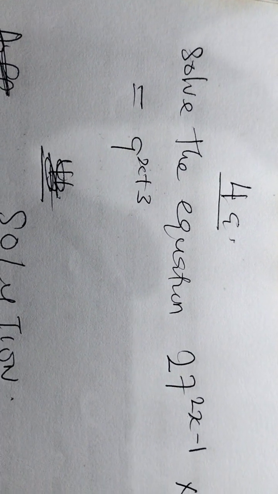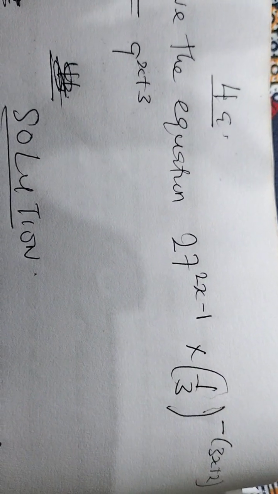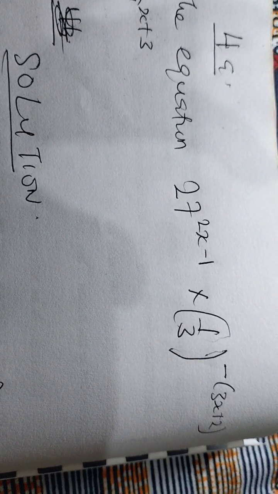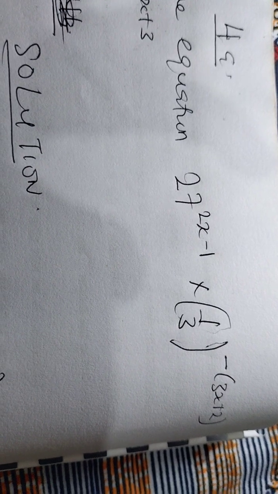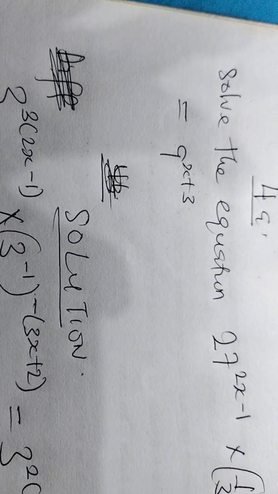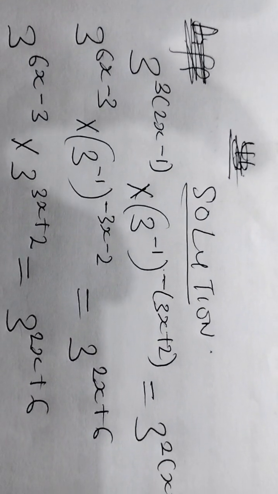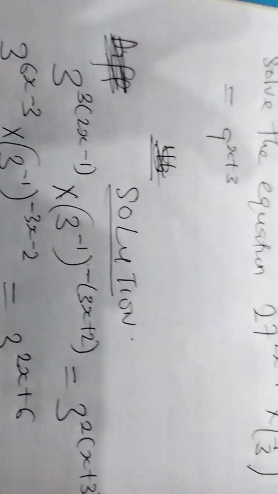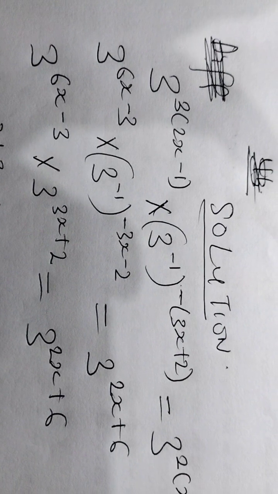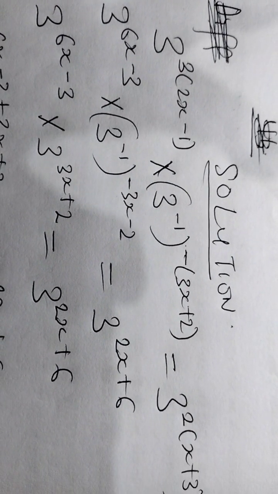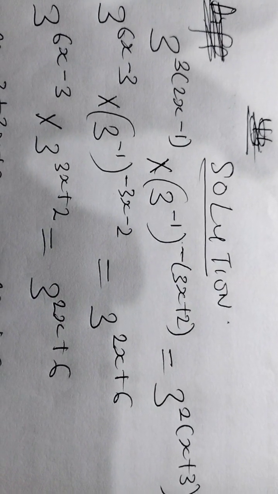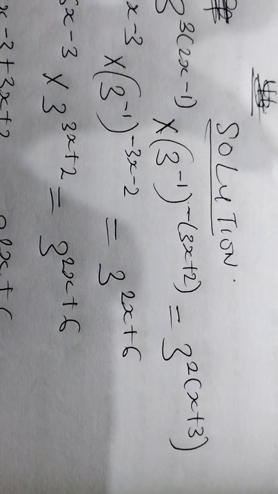Question number 4a says solve the equation 27 raised to power 2s minus 1 times 1 over 3 raised to power minus (3s plus 2) equal to 9 raised to power s plus 3. Then go to the solution. We simplify 27, which is 3 raised to power 3, then bracket 2s minus 1. We have 3 raised to power minus 1, bracket closes, then raised to power minus (3s plus 2), equal to 3.